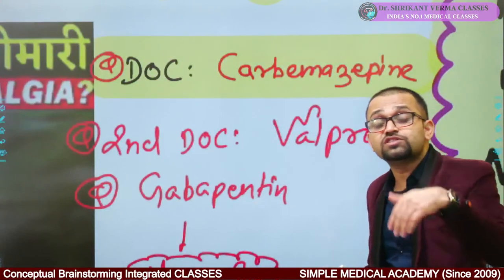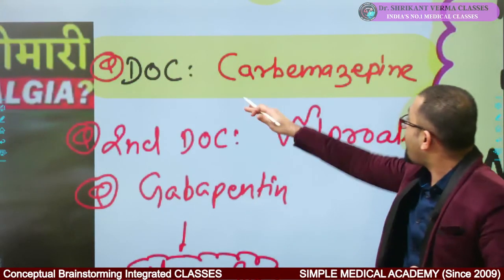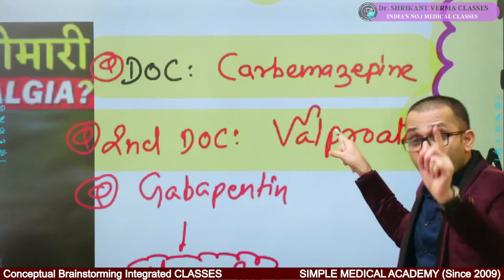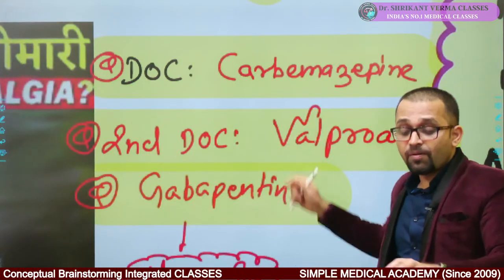So integrate with pharma. Tell me, what is the drug of choice for trigeminal neuralgia? The answer is carbamazepine. Next MCQ from pharma and medicine: the second drug of choice is valproate. Also clinically, gabapentin is used.